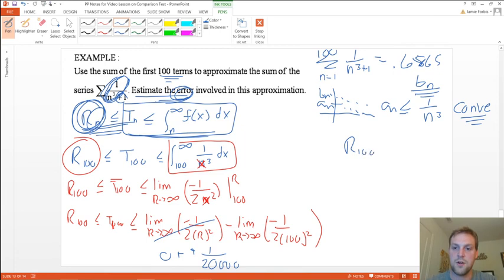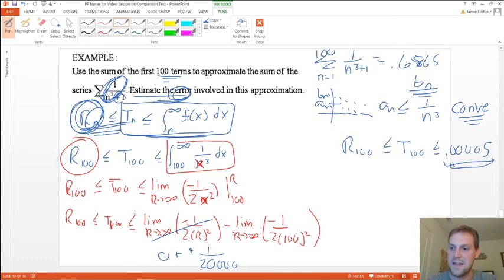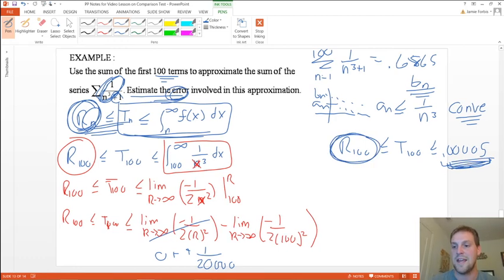So if I were to simplify this out over here to the right, I'm going to say that the remainder for A sub n, which is less than the remainder for B sub n, is going to be less than or equal to, that decimal actually ends up being 0.000405. This is my estimated error for A sub n. It's going to be less than or equal to 0.0005. So that means that the sum of the first 100 terms is going to be pretty close to the actual sum.